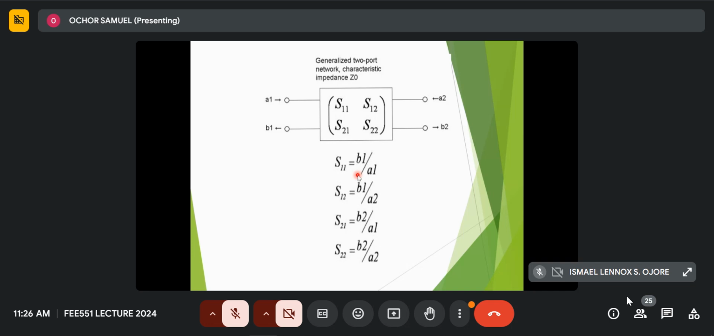If we go to S12, remember the first subscript is the output, the second is the input. S12 means it is the output at port 1 having come from port 2. So we have output at port 1, which is B1, over input at 2, which is A2, right? S21 is the output at port 2 having come from port 1, which is B2 over A1. S22 is the output at port 2, which is B2 over A2, which is the input at 2. Next slide.